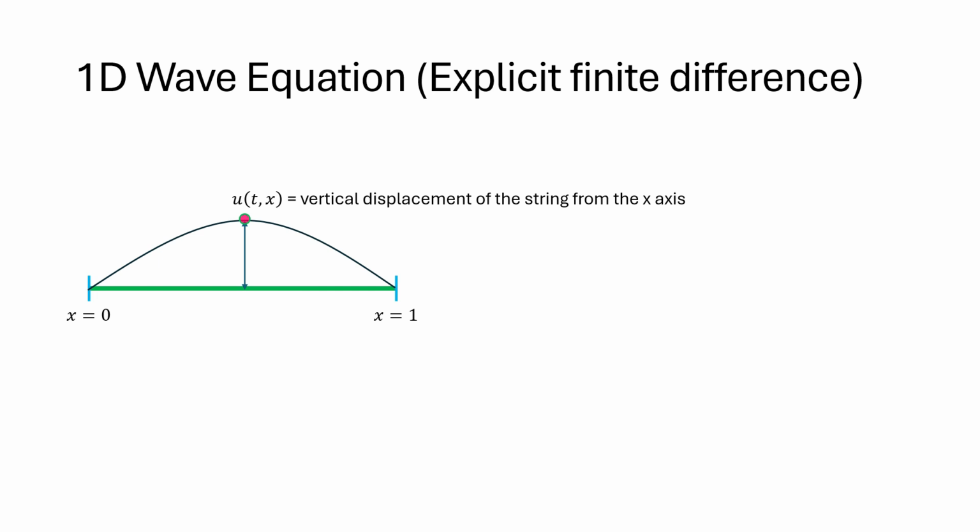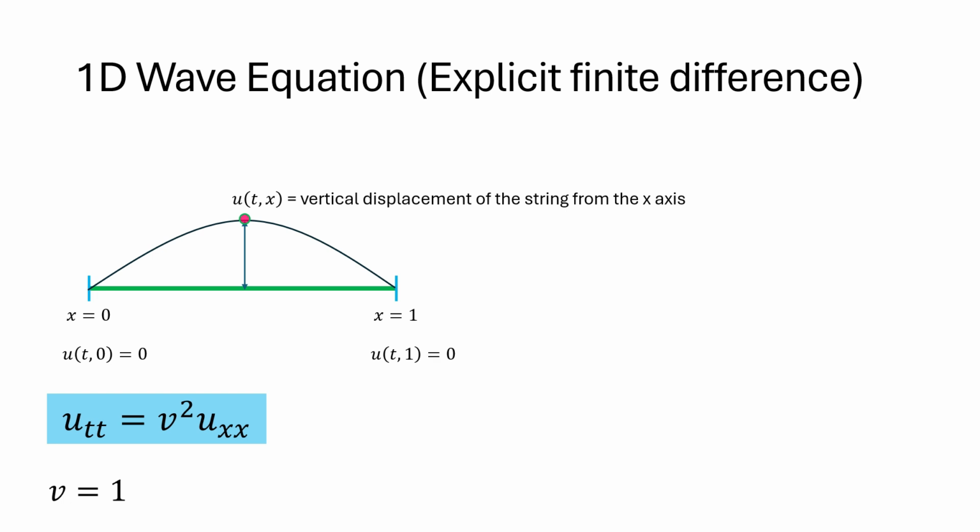The vibration of a string is governed by the 1D wave equation, and for this example we can assume v is equal to 1. From the boundary conditions we know that the displacement is 0 at both ends of the string, and the initial conditions specify that the displacement at time t equals 0 is sine of pi x and its time derivative is 0 at time t equals 0.